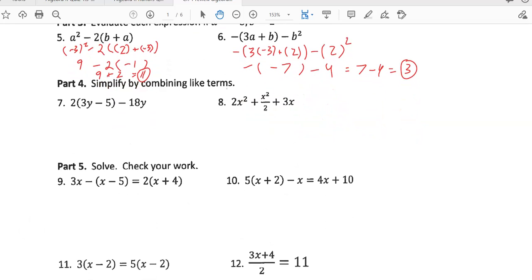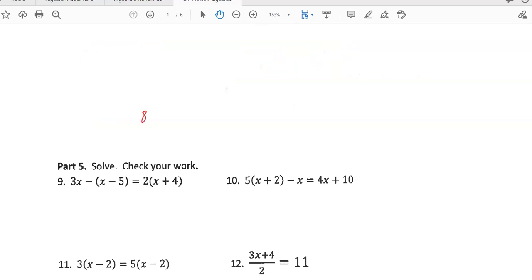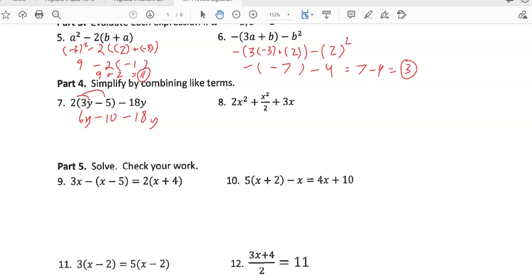Combine like terms, you get it probably, I'm guessing, distribute here. So 6y minus 10 minus 18y. And the y terms will go together. So 6 minus 18 is -12. So -12y minus 10.